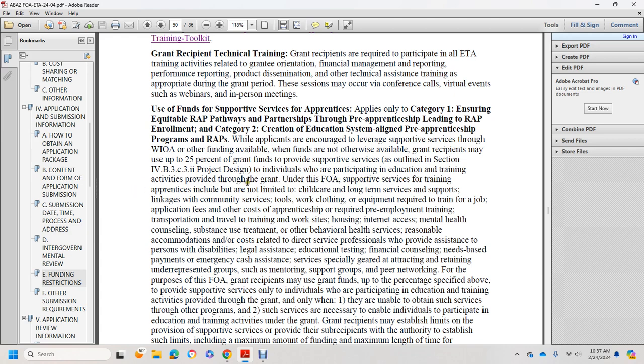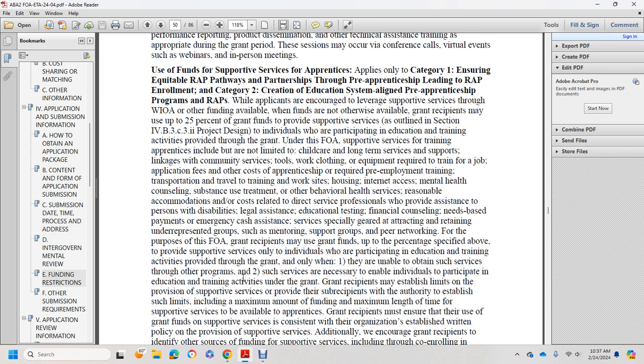Supporting services for the training and apprenticeship include, but are not limited to: child care, long-term service support, linkage to community services, tools, work clothing, equipment required for the training or job, application fees, other costs required for the apprenticeship, pre-employment training, transportation, travel to training, worksite housing, internet access, mental health counseling, substance use treatment and other behavioral health services, reasonable accommodation and or costs related to direct service professionals and personal assistance for persons with a disability, legal assistance, educational testing, financial counseling, need-based payments, or emergency gas assistance, and services especially geared at attracting and retaining underrepresented groups, such as mentoring, support groups, and peer networking, for the purpose of the funding opportunity announcement.